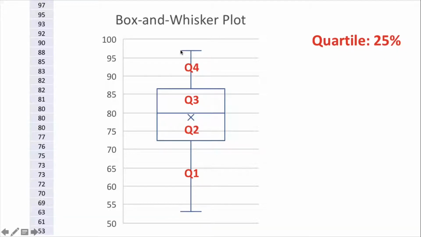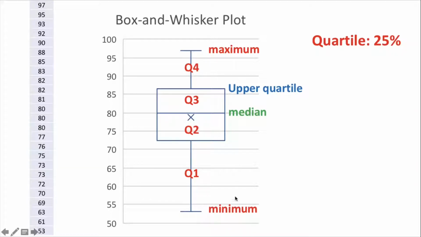And there are also 5 horizontal lines. 1, 2, 3, 4, 5. The top one means the maximum value. And the bottom one means the minimum value. The middle line means the median. And the line between median and maximum is called upper quartile, means the top 25%. And the line between median and minimum is called lower quartile, the lower 25%.